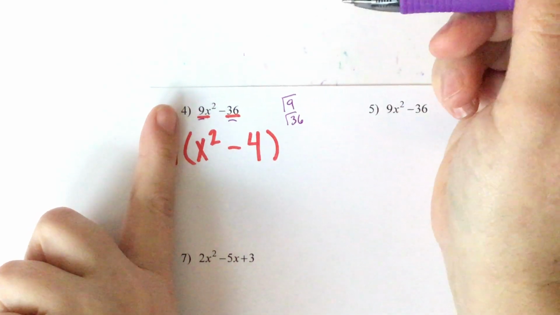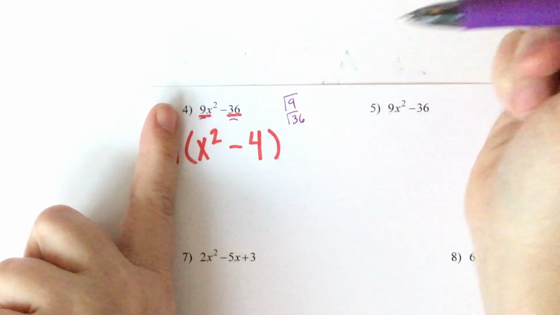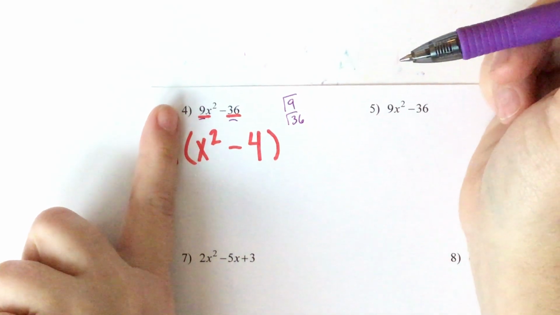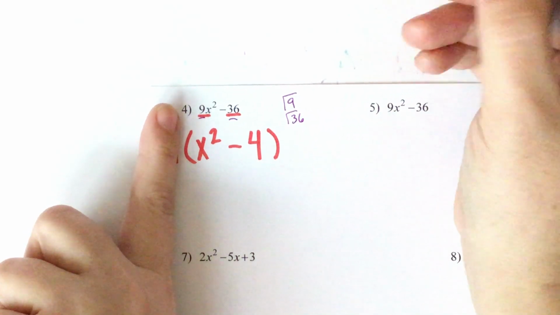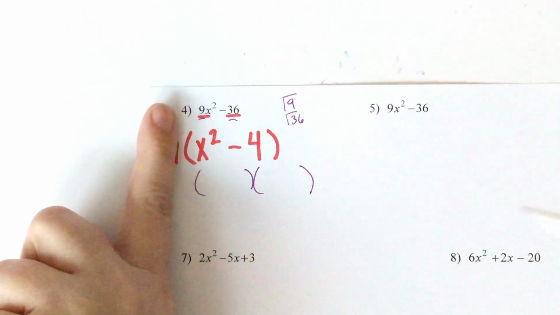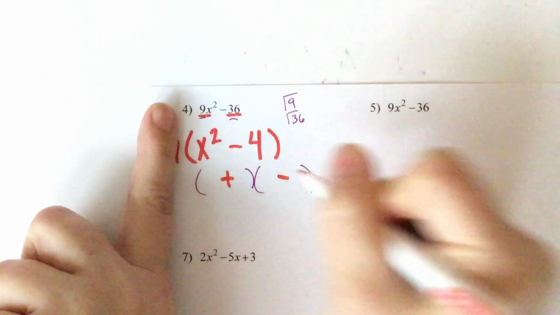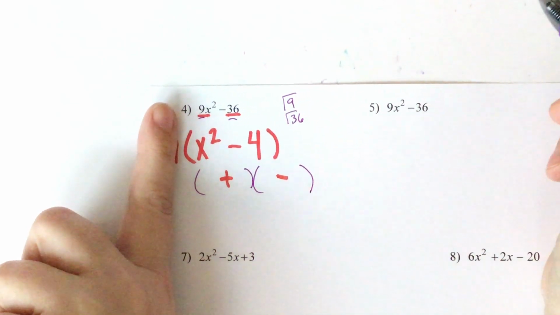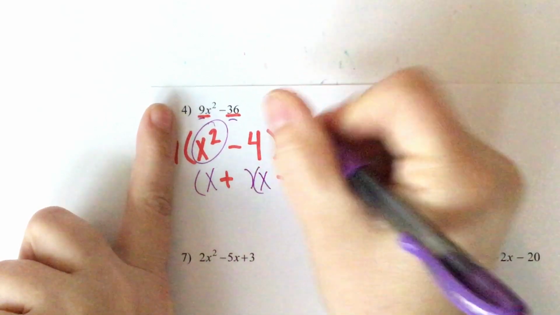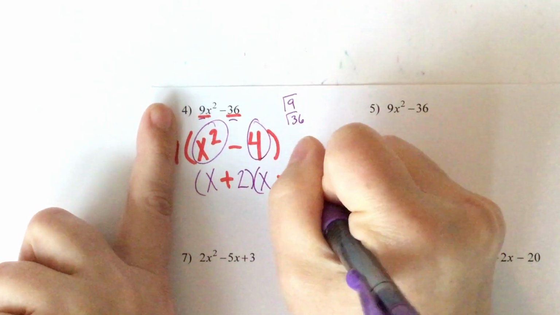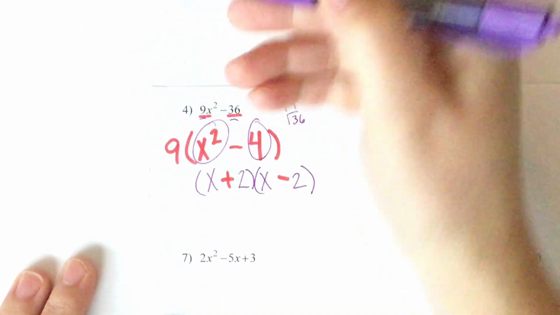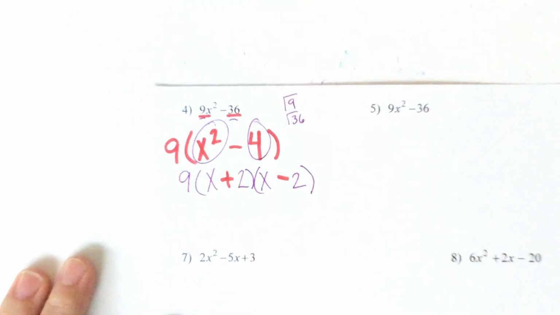So first I look for a GCF. No GCF. Then there's two terms, 1, 2. So I look to see, is this a difference of squares? It is. So we build our two sets of parentheses. One gets a plus, one gets a minus, and then I take the square roots. The square root of x squared is x, and the square root of 4 is 2. And then the GCF that you took out at the very beginning, drop it. And that's your answer.